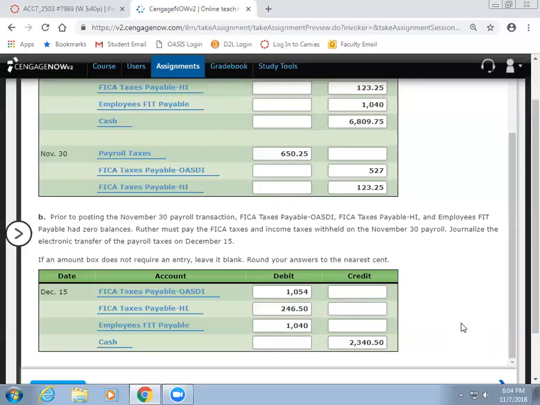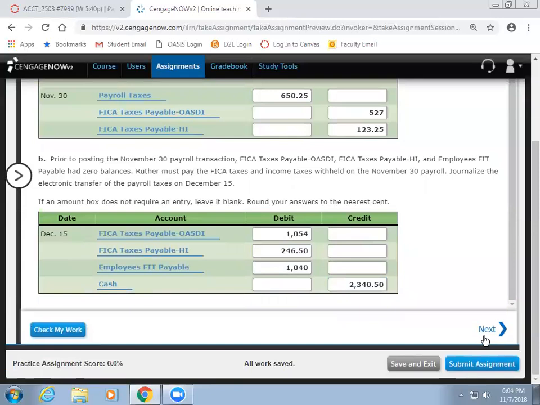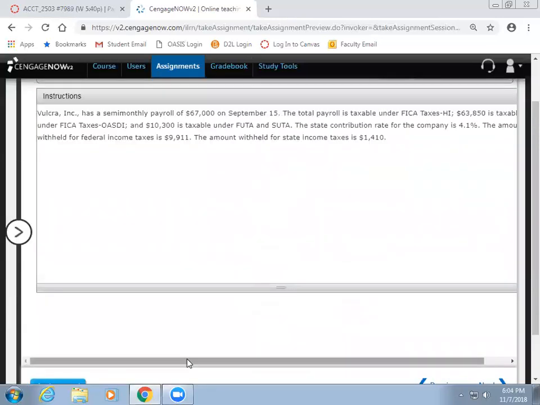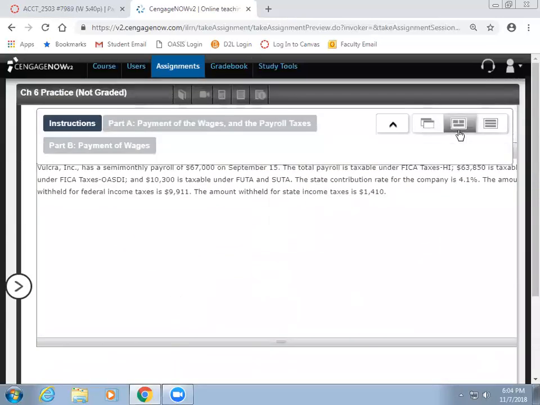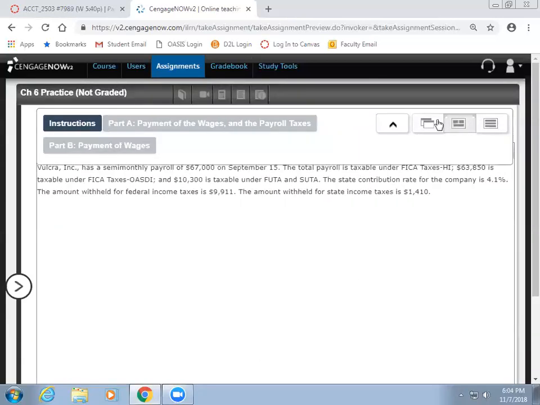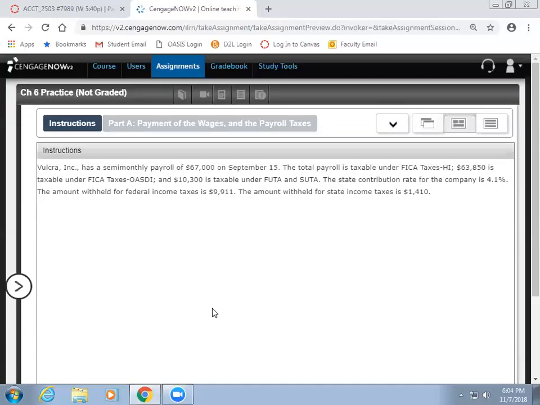This stuff's not too bad. It's the same structure for all the different journal entries. This chapter is not bad. Getting back to journal entries, it's okay. If you go to the next one, it's really similar stuff. We just have it in a different format.